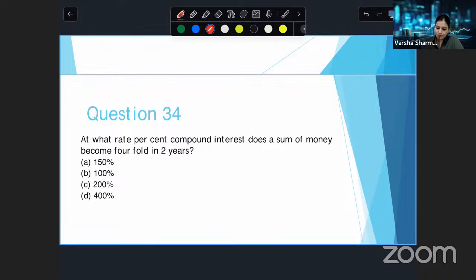At what rate percent compound interest does the sum of money become fourfold in 2 years? Answer. 4 गुना करना है. ट्रायल एंड एरर कर लो. 100 रुपया ले लिया. 150% के हिसाब से 2 साल में कितना होना चाहिए? 400 रुपया. 4 फोल्ड का मतलब तो 400 ही होता है. तो प्रिंसिपल 100 है, अमाउंट 400 चाहिए, टाइम 2 साल है. कुछ नहीं बोला तो एनुअल है. देखो कौन सा रेट सेटिस्फाई कर रहा है.